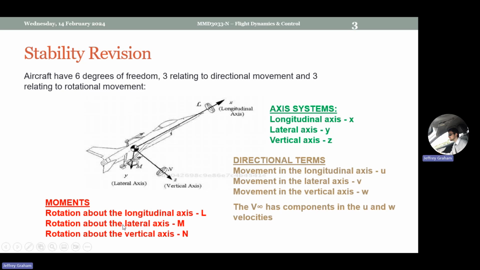We rotate about the lateral axis. Notice how it's positive through the starboard wing. This will give us the longitudinal moment. And finally, rotation about the vertical axis, where we yaw, is basically the effect of directional stability.